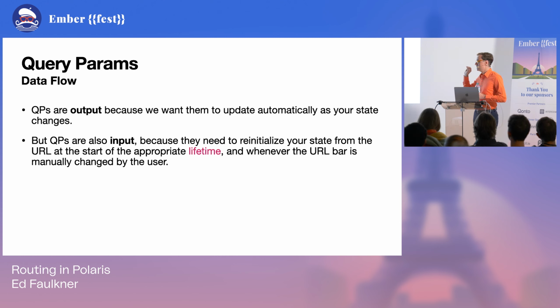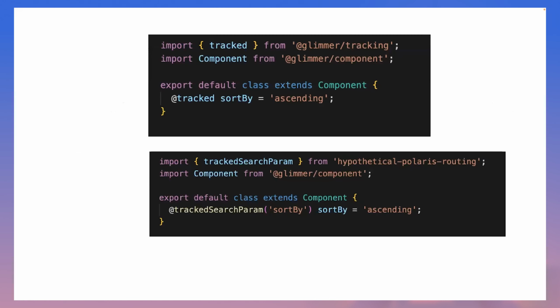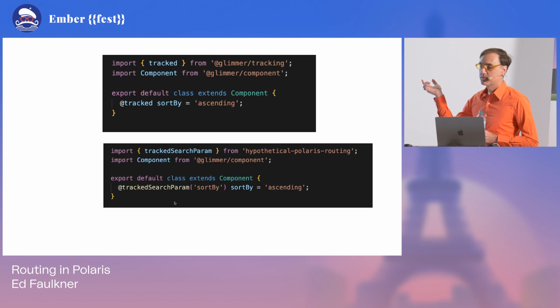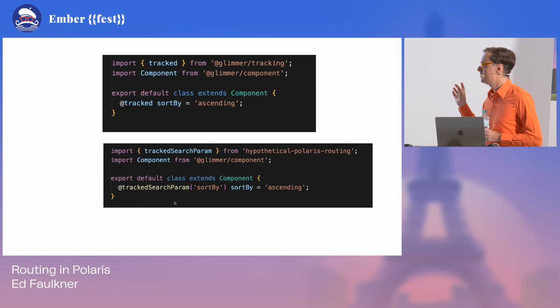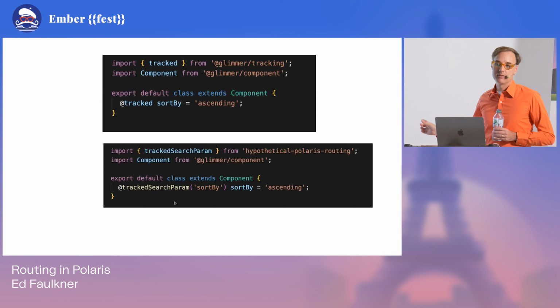So you really do want both the input and the output aspects of query params. So what if you could do a query param by taking an existing tracked property that you're already using and upgrading it to a tracked search param? Right. So the idea here is to be able to take any tracked property's piece of state and bind it into the URL by just upgrading from a tracked decorator to something else.